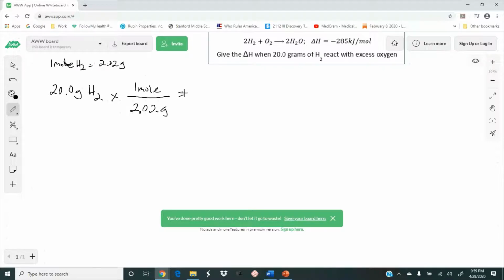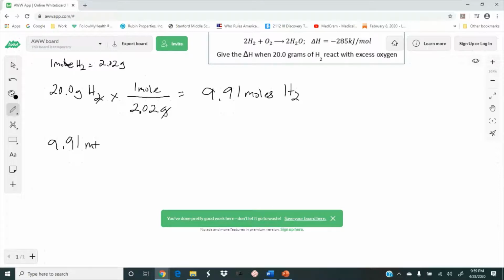For hydrogen, if I take 20 grams divided by 2.02, I'm going to grab my calculator right now. I take 20 grams divided by 2.02. That's going to give me 9.91 moles. So that'll give me 9.91, grams cancel, leaving me with moles. Now I know how many moles of H2 I've got. So I'll write that down.